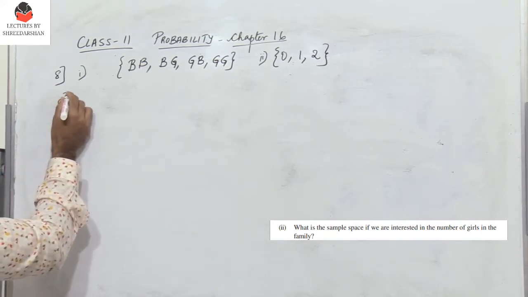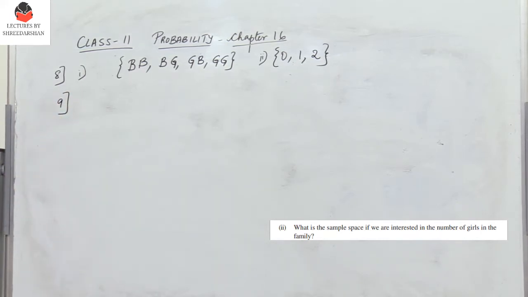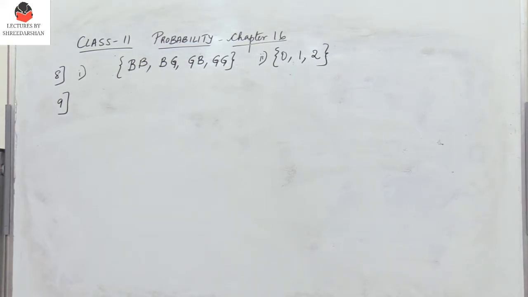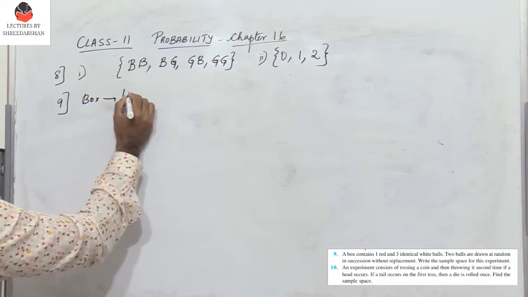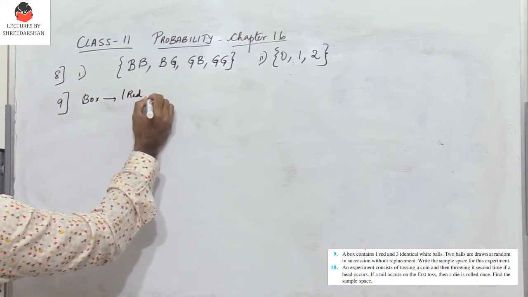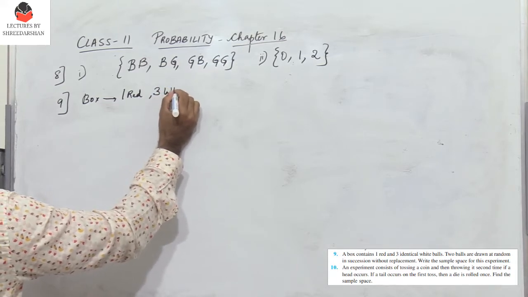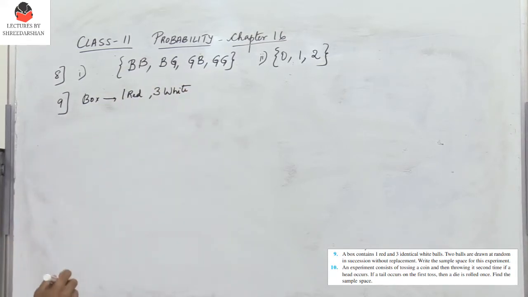Very simple one. Next, 9th one, a box having 1 red and 3 white identical balls. So 2 balls are drawn at random in succession without replacement. So what is the sample space?